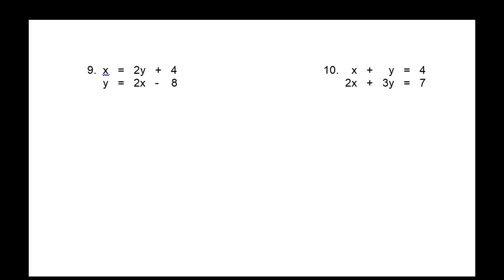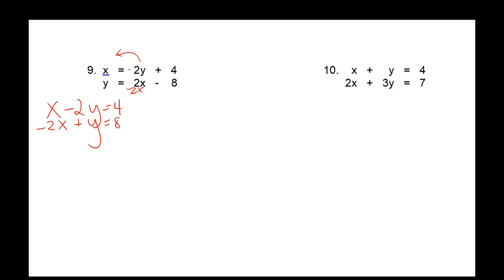Here again in number 9, these are not in the same form. I need to get them in the same form. So I'm going to take the first equation and bring the 2y over. Subtract this. I'll say x minus 2y equals 4. Here I'll subtract the 2x over: -2x plus y equals 8. All right, let's see what we got.